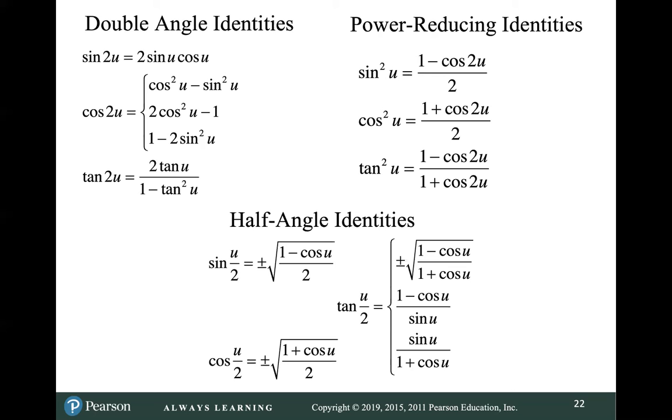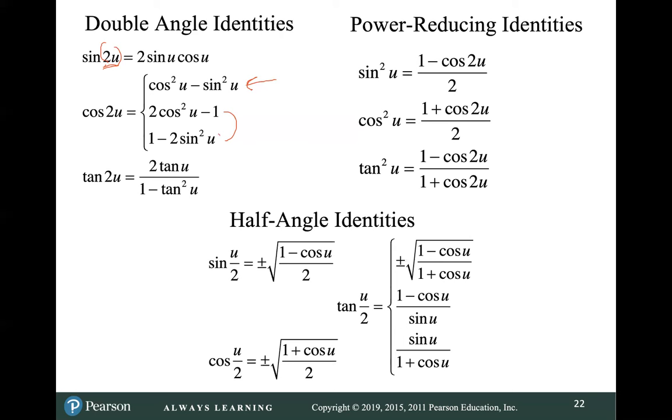So on this screen, I have all of those identities that we mentioned. The double angle identity, notice the angle here is 2u. So that's why it's a double angle. It's sine of something that has been doubled, cosine of 2u, tangent of 2u. And this is what we're going to derive on the next slide. We're going to prove the first one, and then I'll show you how you use that to get the other two.